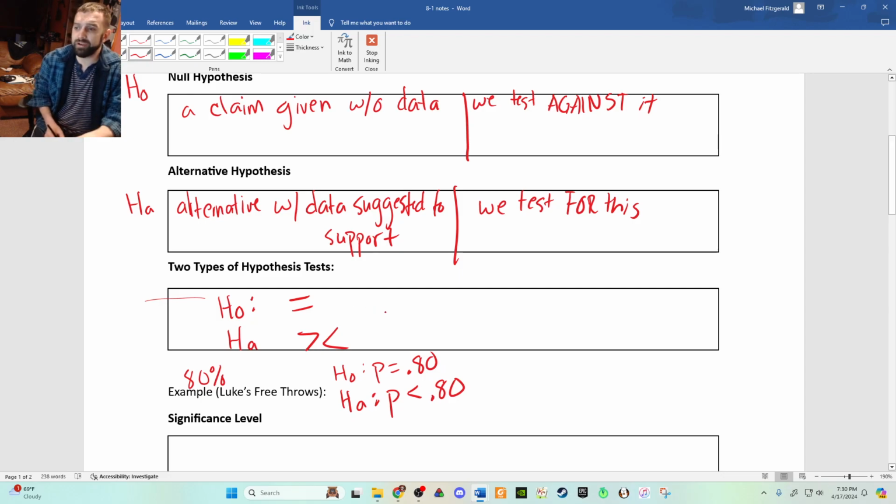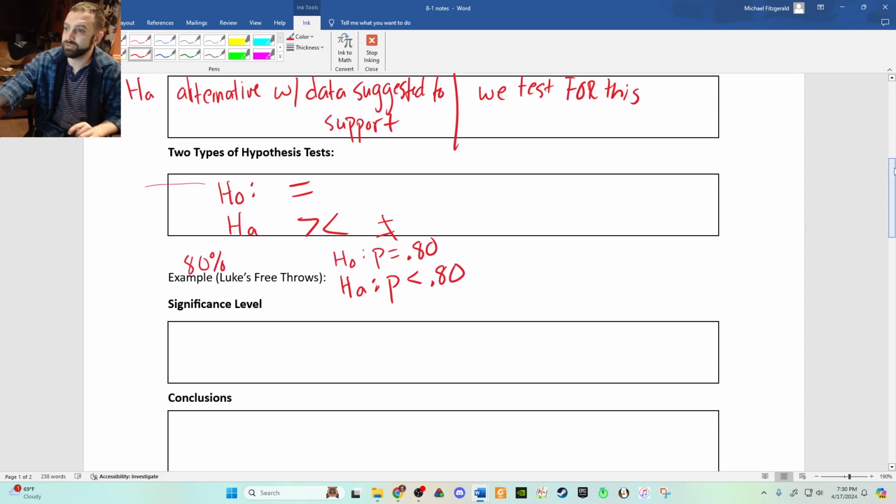There is another type of hypothesis test. Isn't this strictly greater than, strictly less than? There's also not equal to, but we'll get to that at another time. Isn't not equal to the same way of saying greater than or less than?